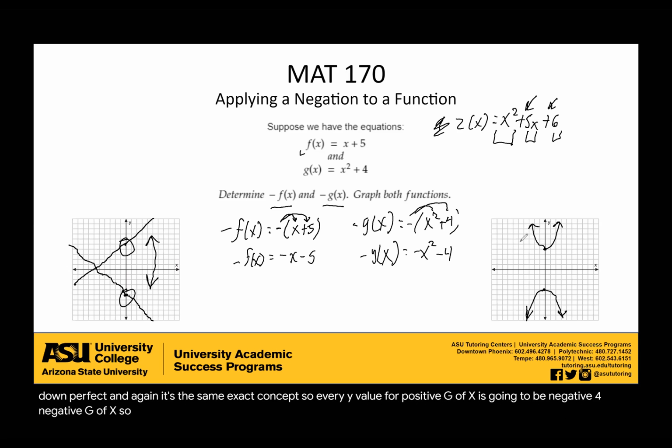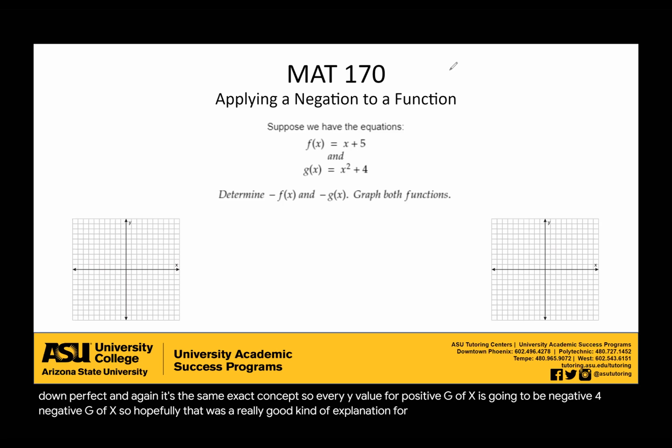So hopefully that was a really good explanation for how to apply a negation to a function.